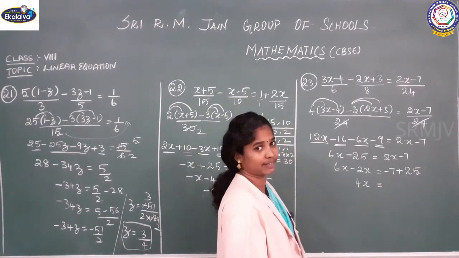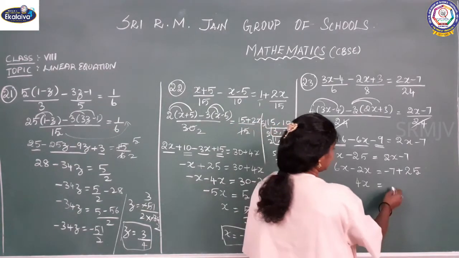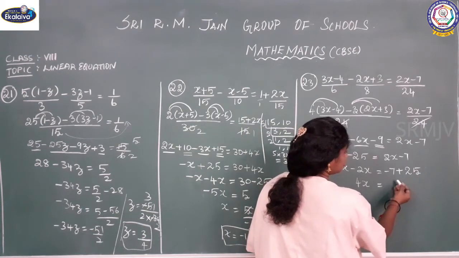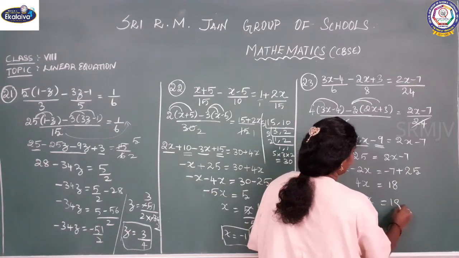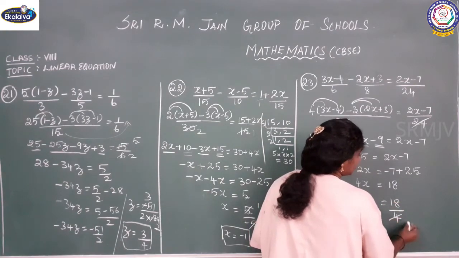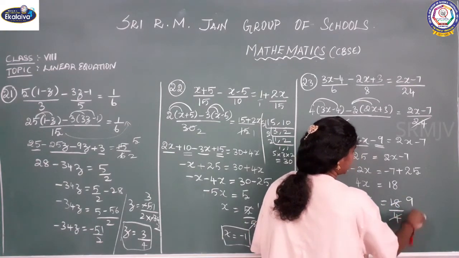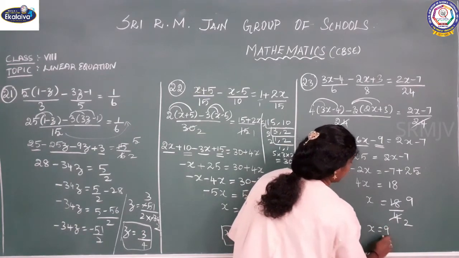25 minus 7. What I'll get? 18. So 4x is equal to 18, so x is equal to 18 by 4. 2 2s are 4. 9 2s are 18. So x is equal to 9 by 2.